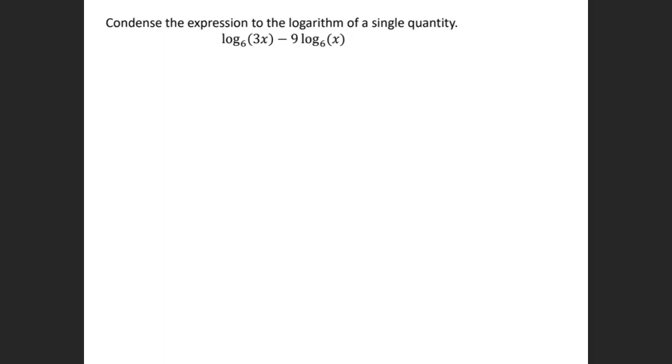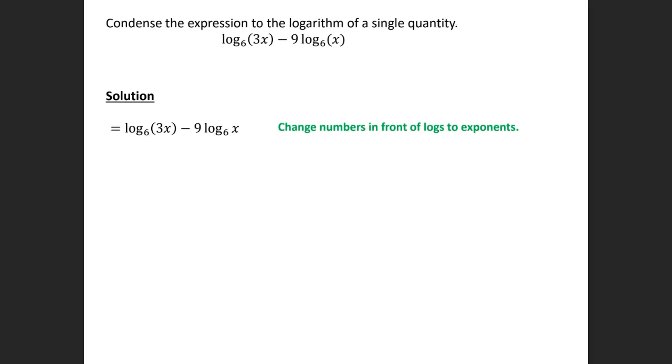Let's work inversely now. Instead of expanding, let's condense. Your homework says condense the expression to a single quantity. The first thing you have to check when condensing is that we can only condense logs that have the same base. In this problem, they're both log base 6. So I can use my quotient rule. The quotient rule says that when you have two logs being subtracted, it's the same thing as dividing.